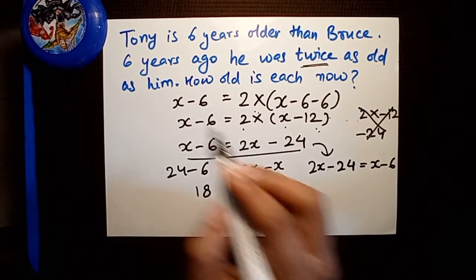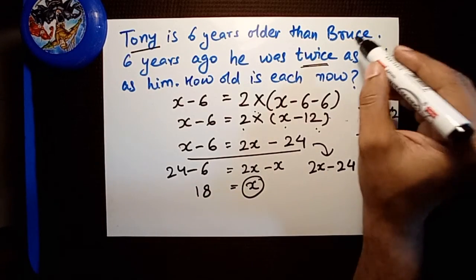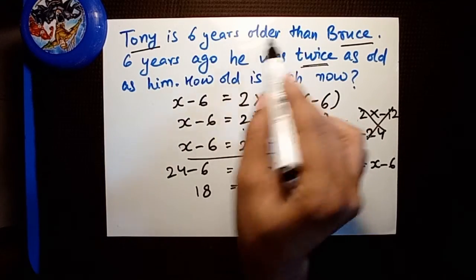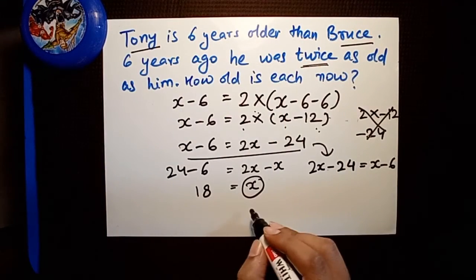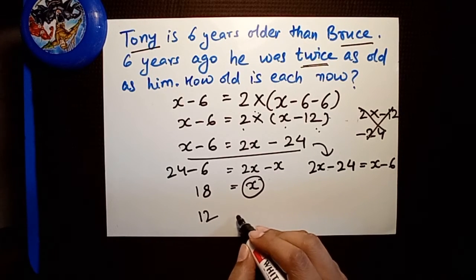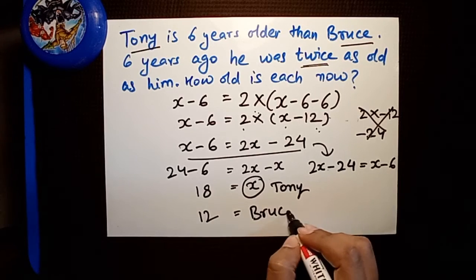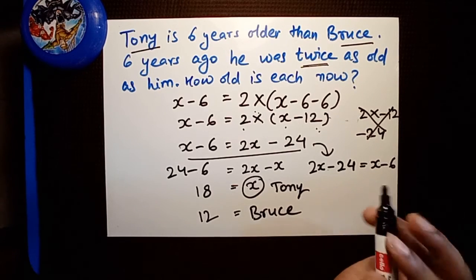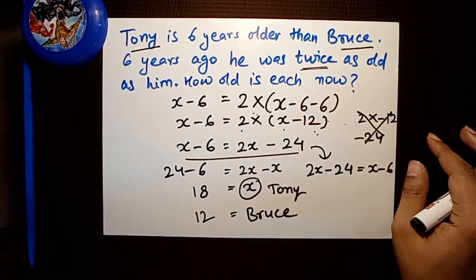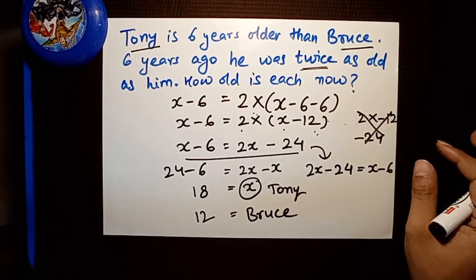So what was x? X is Tony's age. Now, what is the age of Bruce now? 6 years older, Tony is 6 years older. So Bruce is 18 minus 6, 12. So they are young Avengers right now. They have not yet found their suit, or Bruce has not yet turned into Hulk.